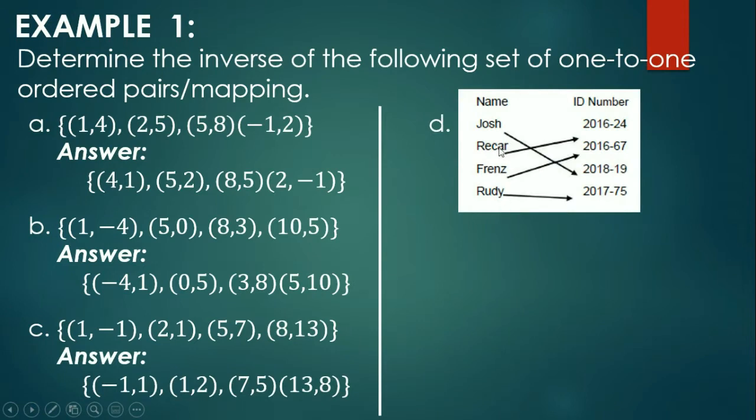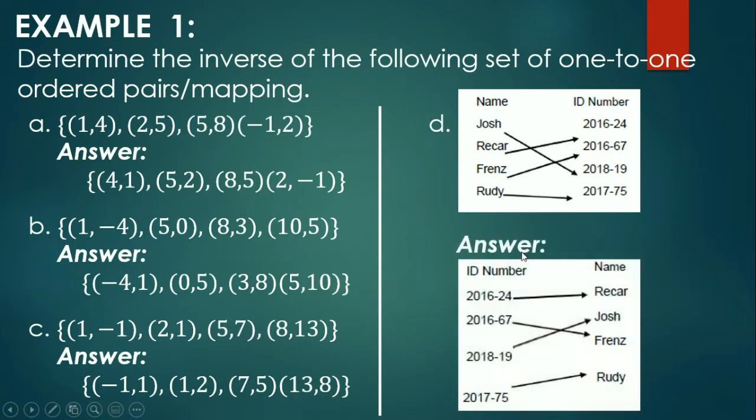Sa mapping diagram na to, so we will interchange everything. Ito lilipat natin sa right, ito gagawin natin sa left. Our answer will be yung naging first set natin, napunta siya sa second set. Yung second set dito naging first set. So, yung ID number na i-pair kay Ricar, kay Friends, kay Josh, kay Rudy. Okay?